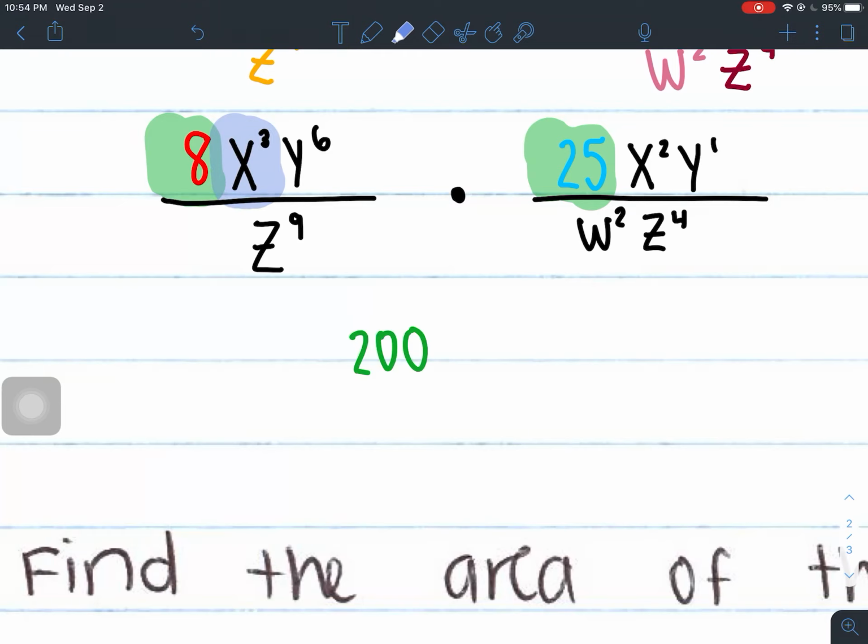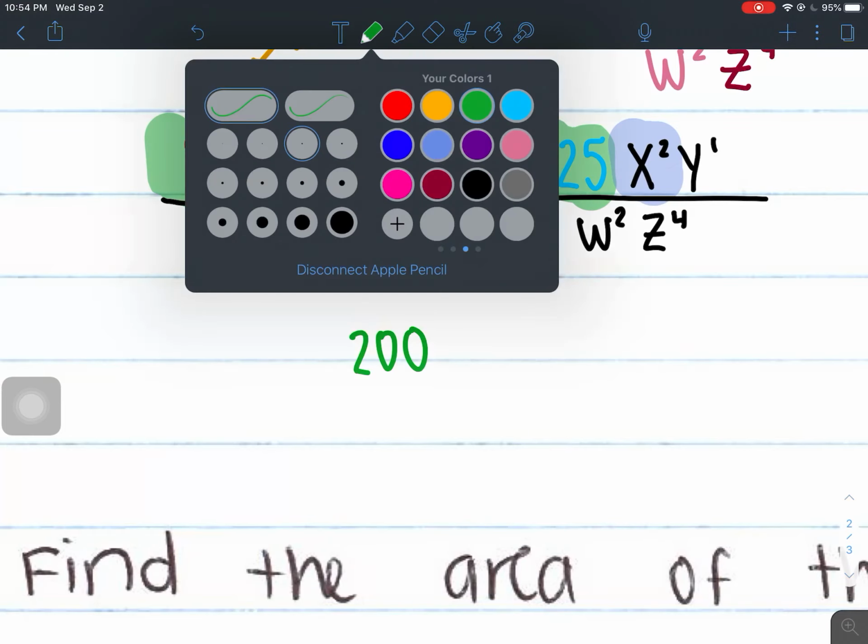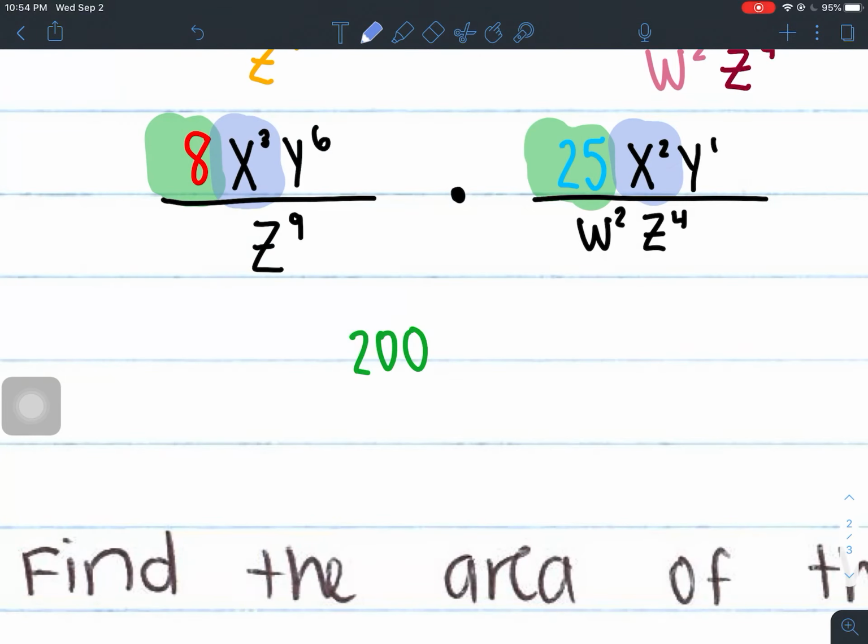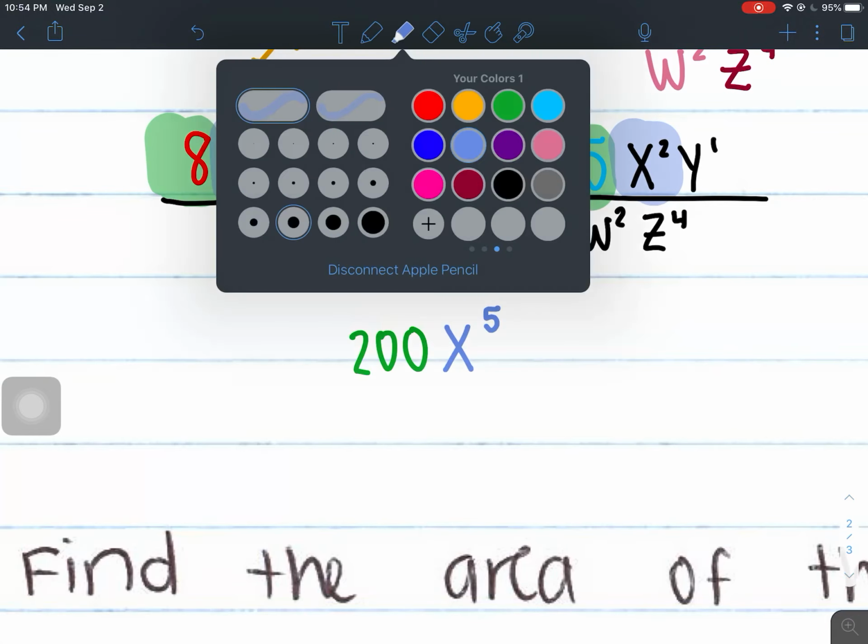Okay, so I have like bases with the x's. So I have x cubed and x to the second. Well, x cubed and x to the second, would I multiply the 3 and the 2, or would I add the 3 and the 2? I would add these because there's no parentheses. I'm not distributing the 3 and the 2 together. I'm just combining them and making 5. 3 plus 2 is 5.